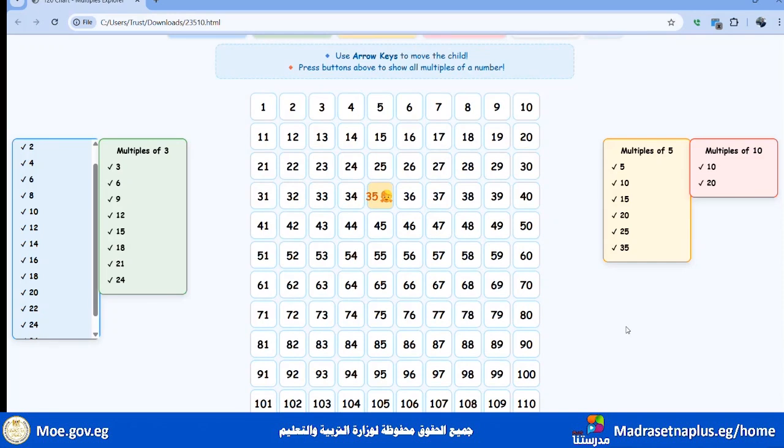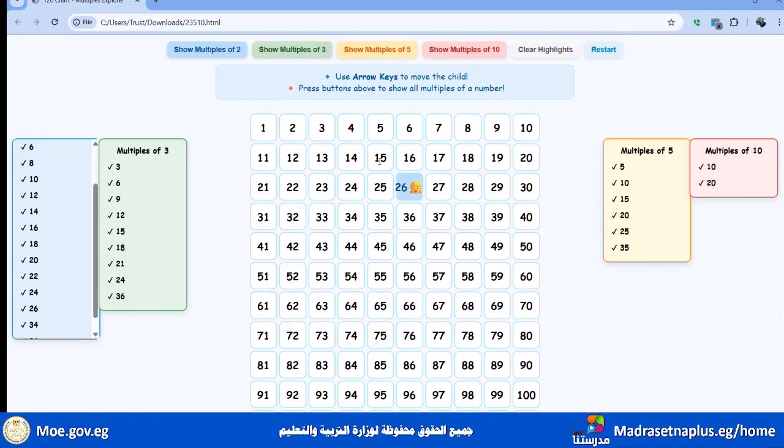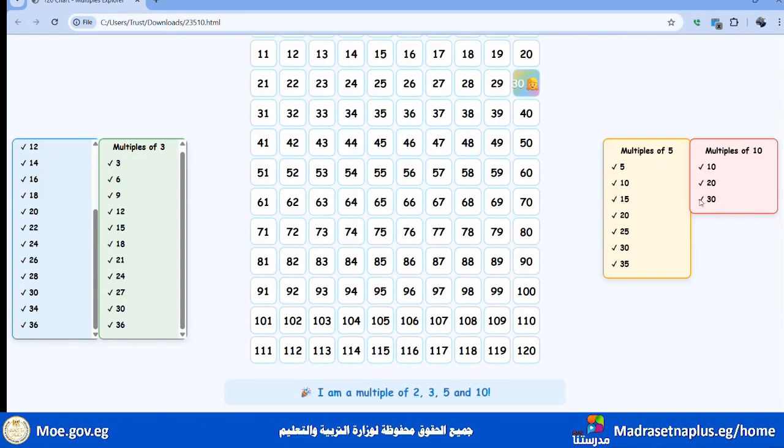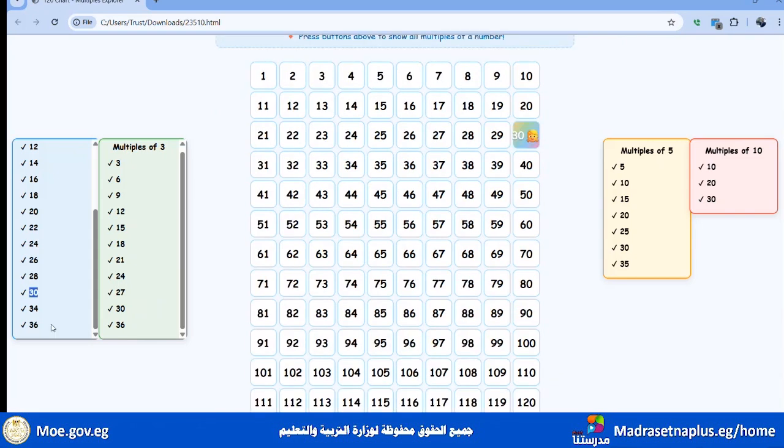35, a multiple of 5 only. 36, a multiple of 2 and 3. We should stop at what? At 30. Look at 30. 30 is a multiple of 3, a multiple of 2, a multiple of 5, and a multiple of 10. We can see 30 is the first number that appears in all of them.